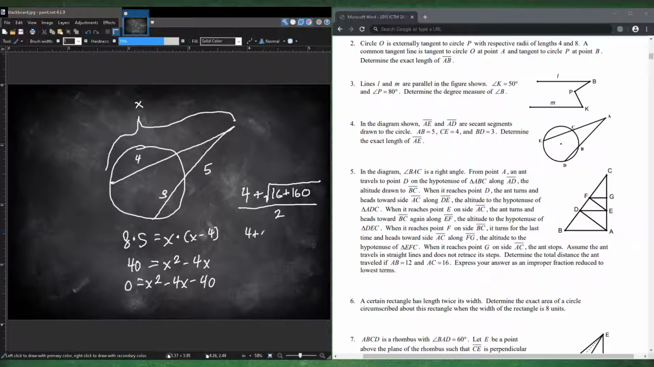So 4 plus square root 176 over 2. So 176, that is just 16 times 11. So the square root of 16 is 4. So this is 4 plus 4 square root 11 over 2. So that is just 2 plus 2 square root 11. And that is your answer for number 4.